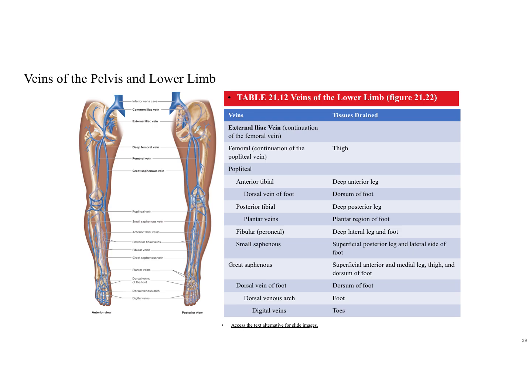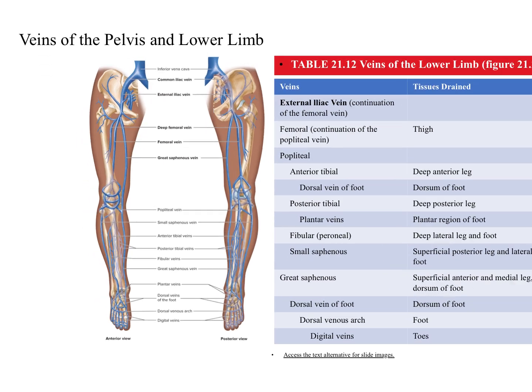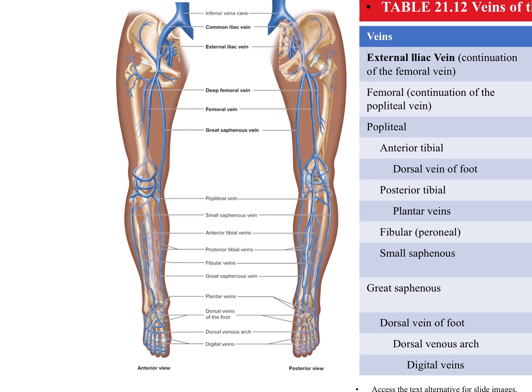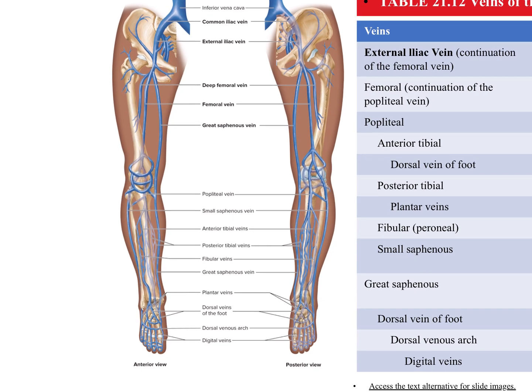So here we see a diagram of these veins, and we have an anterior view and a posterior view. We can see the popliteal vein right here, and into that popliteal vein drains the posterior tibial veins. So there's the posterior tibial veins that are draining into that, as well as the anterior tibial veins, which are right here. So they drain into that popliteal vein.